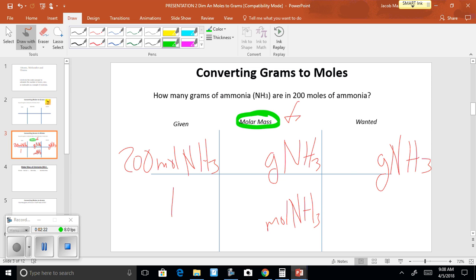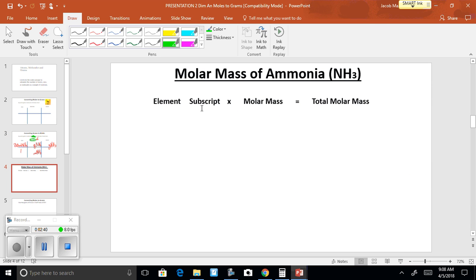Okay, now ammonia, this molecule right here, NH3, it's a combination of elements. So I can't just look up NH3 in the periodic table. Instead, what I have to do to figure out the molar mass for NH3 is I need to use this little system that we've talked about previously when we did molar mass. Element subscript times molar mass equals the total molar mass. So let's look at what we have for NH3. What elements do we have for NH3? We have N, and we have H.